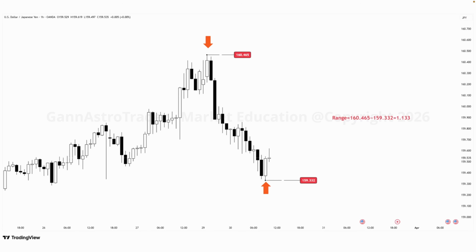Let's see how it works in charts. In this example, we begin by identifying the high and the low of the movement. This gives us a total range of 1.133.